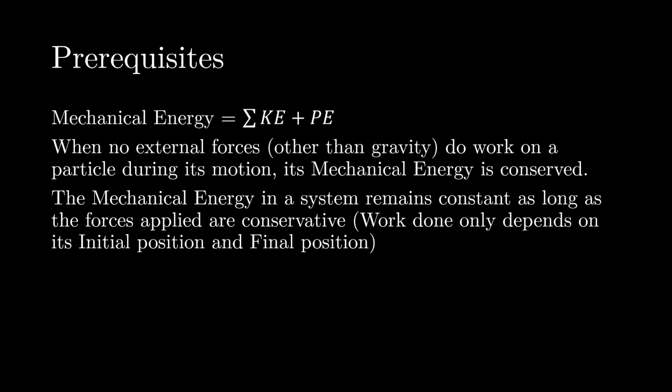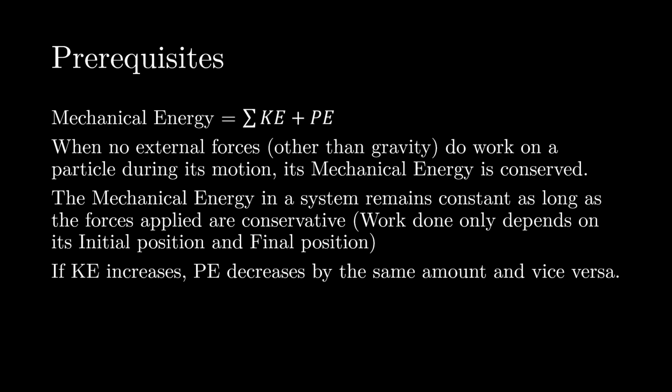And what that means is that work done only depends on its initial position and its final position. To give an example, if we had a particle at position A, and we say that some forces are applied, and it moves to a position B, then the forces are conservative if the work done is the same regardless of its path. So if the particle travels like this, or if the particle travels like this, then the work done is the same if the forces applied are conservative.